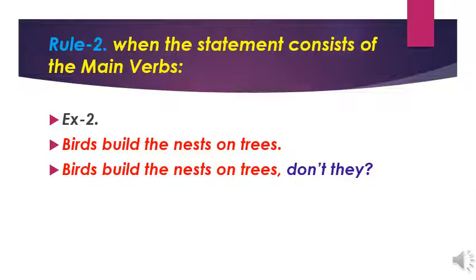Now we are going to take do as a helping verb. This is the positive statement. I am making it negative, so that is don't. Birds come under the plural form, that is third person plural, so I am taking it as they. So don't they will be the question tag. The answer is, birds build the nests on trees, don't they?